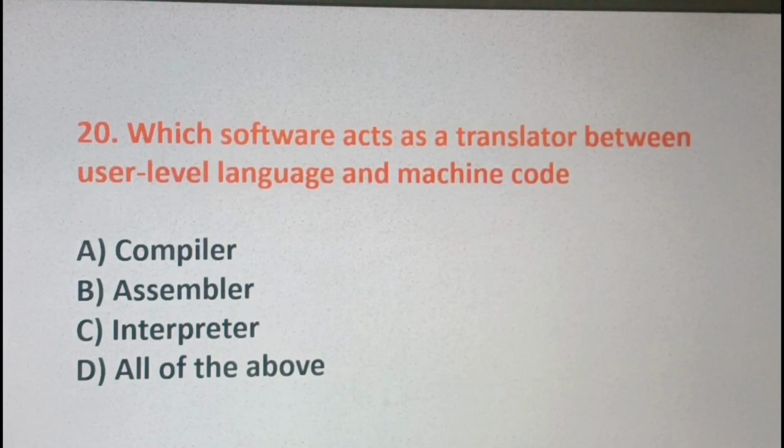The next question, which software acts as translator between user level language and machine code? Compiler, assembler, interpreter, all of the above. The correct option is D, all of the above.